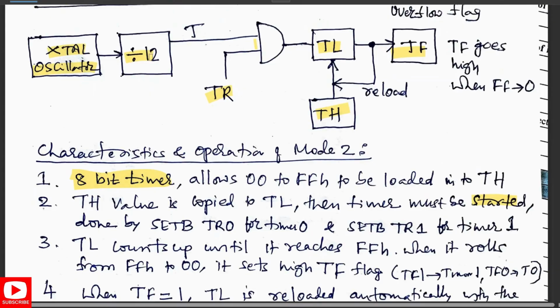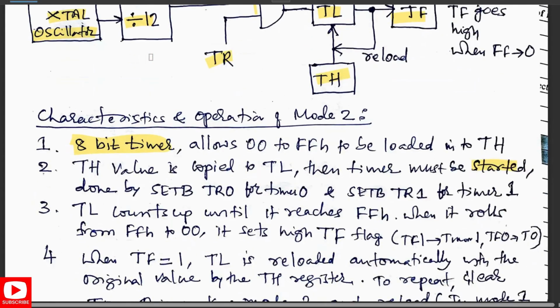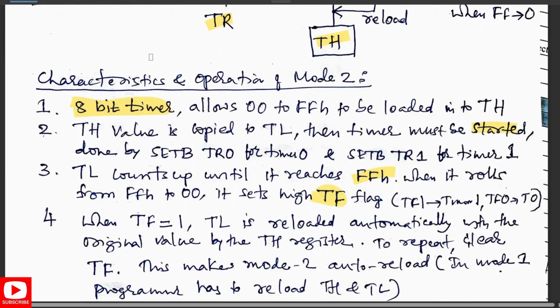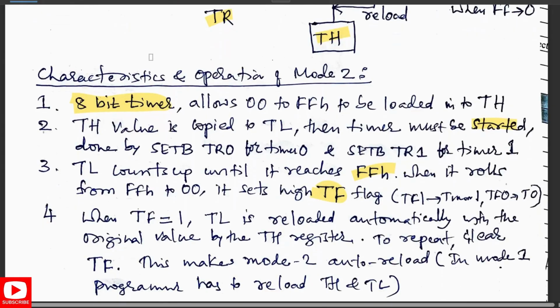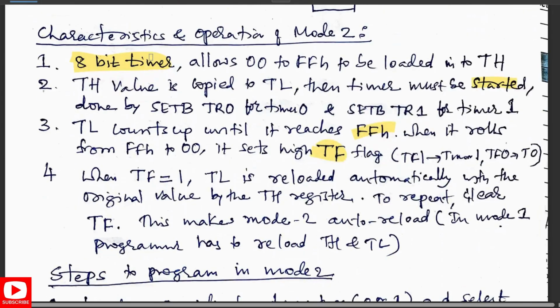So TL will count up until it reaches FFH. When it rolls from FFH to 0, it sets the TF flag high. When the TF flag becomes 1, TL is reloaded automatically with the original value from the TH register. To repeat this, clear the TF, and this makes mode 2 auto reload. Mode 1 programming has to reload the TH and TL.